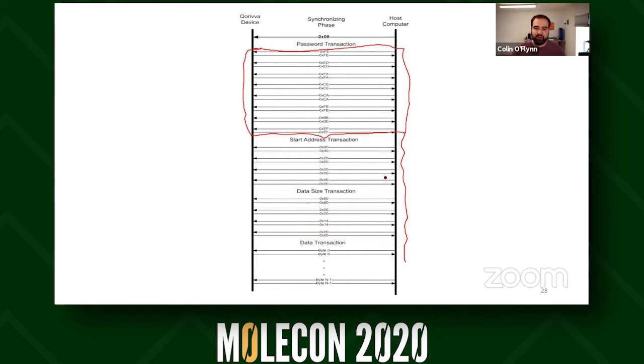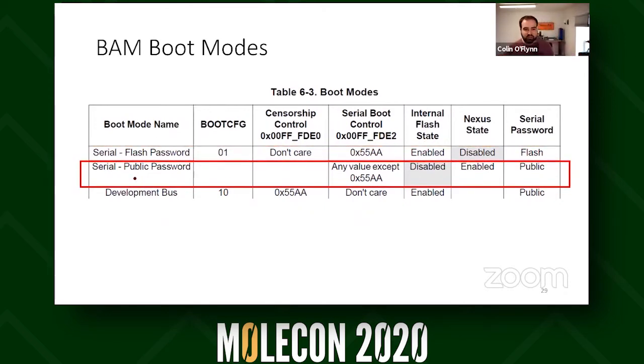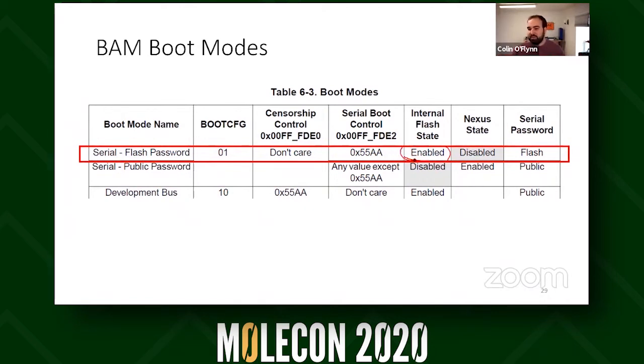In this case, I'm looking at fault injection. The gist of it is that there are two passwords you can use. There's a public password, which means that the flash state is disabled. The device does not allow access to flash, but would allow access to SRAM. In the other mode, and this is what most people were using, it has this unique flash password, and the flash is enabled. That's what we want, because we want to be able to read and write flash. If you're doing modifications to the device, that's what you'd want to have access to.